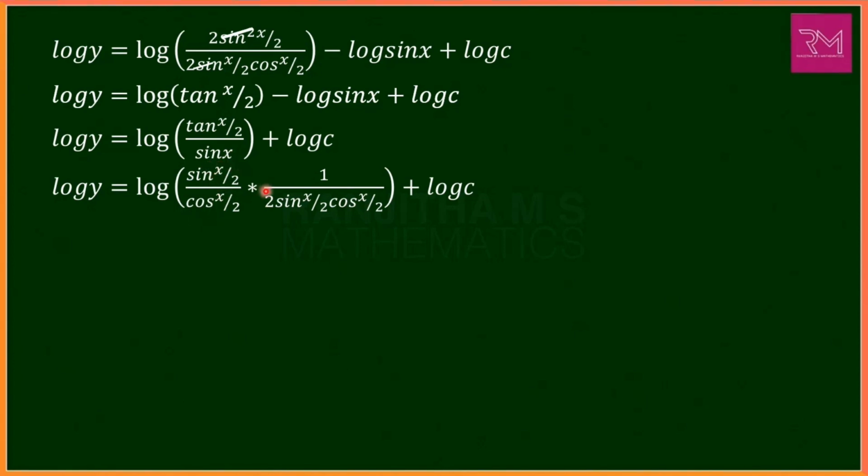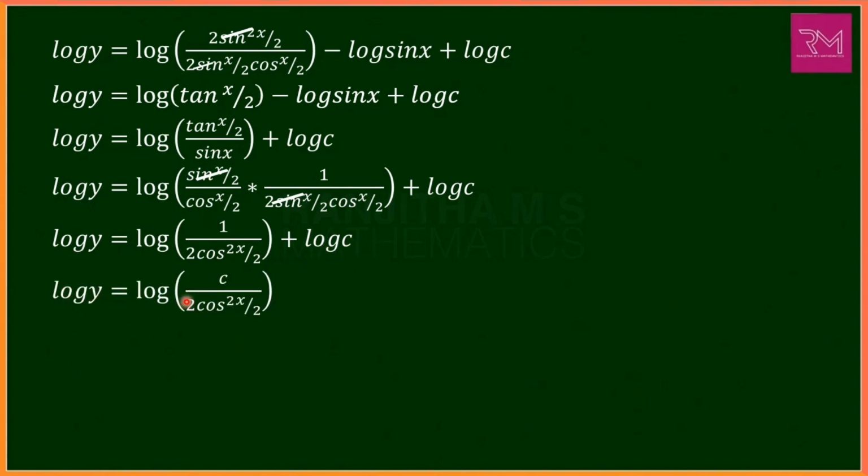Here we have sin x, that is multiplied by 1 by sin x, where in the place of sin x we can substitute 2 sin x by 2 cos x by 2. So this is of the form sin x by 2 into 1 by sin x. In the place of tan x by 2 we substitute sin x by 2 by cos x by 2 into 1 by sin x. So we can take it as 1 by, in the place of sin x, 2 sin x by 2 cos x by 2. So we can cancel this sin x by 2 and sin x by 2. We get the remaining as 1 by 2 cos square x by 2. Then we get log y, which is equal to log of 1 by 2 into cos x by 2 into cos x by 2, which is cos square x by 2, plus log c.